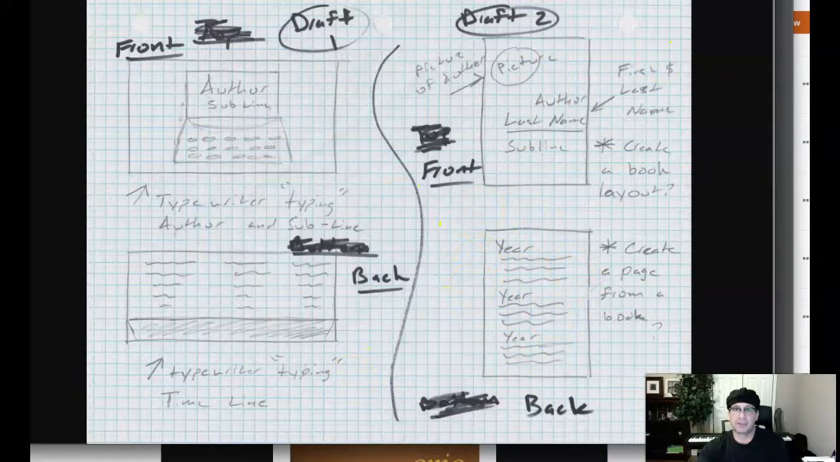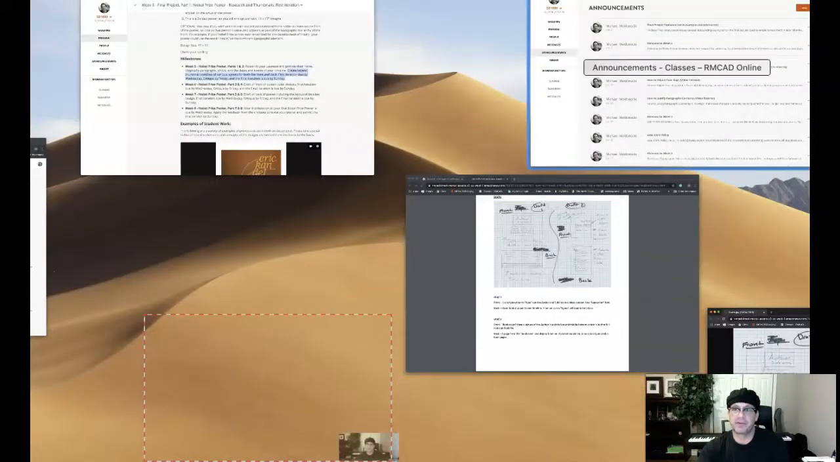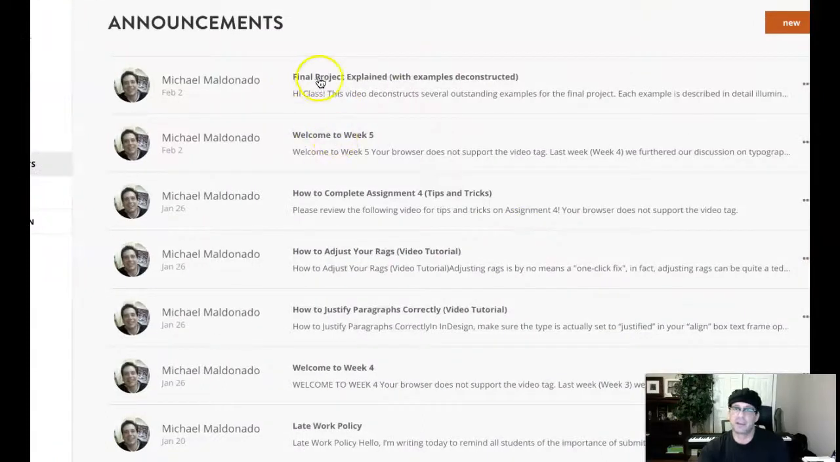So again, I just want to reiterate the importance of these announcements right here. You've got to take a look at this. In these, I take four or five really outstanding examples and I completely deconstruct them and explain to you how the designer made the design decision, what is successful about them, and elements that you can use for inspiration in your own poster. So definitely take a look at this announcement and this announcement right here. Very, very critically important that you do so.